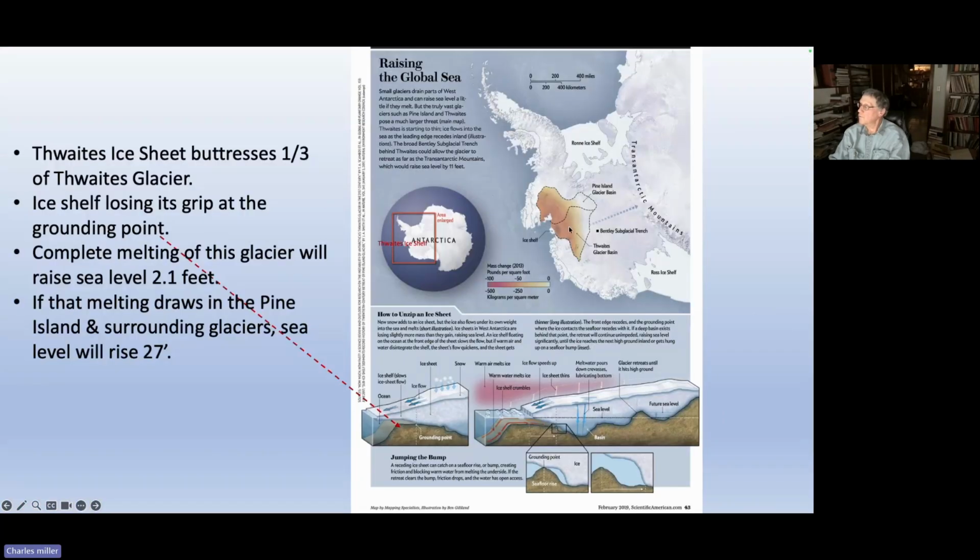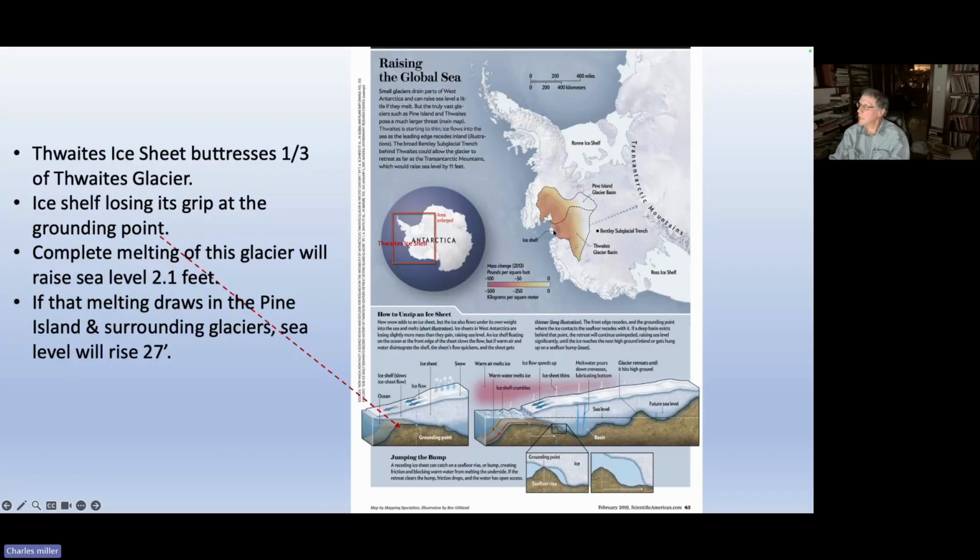And so if just the Thwaites Glacier and its ice shelf melt, sea level is predicted to increase 2.1 feet. May not sound like much, but that's huge. And since all three are interconnected, if all three come down, then sea level will rise 27 feet. But let me put that in perspective.